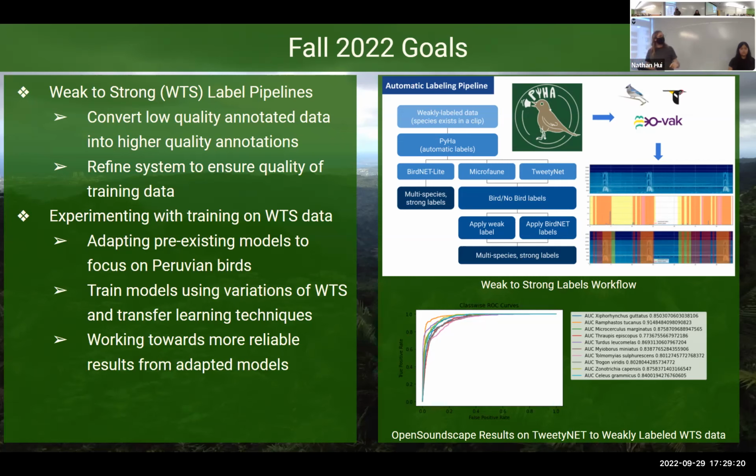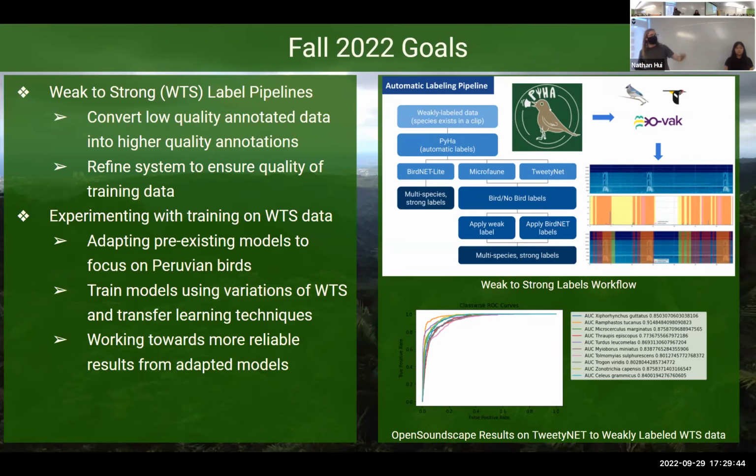But what we've done over the summer is develop what we call a weakly to strongly labeled model, which uses a binary bird, no bird, in order for us to generate rough strongly labeled data, that is the specific time series of the start and end of bird calls in our audio data, so that we can use it as training data for a different model that can do that much more formally.